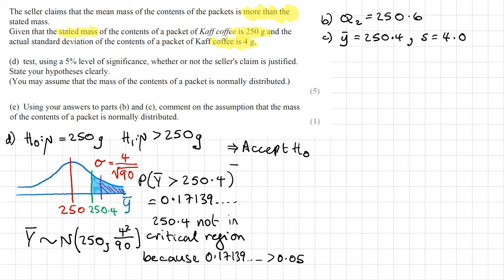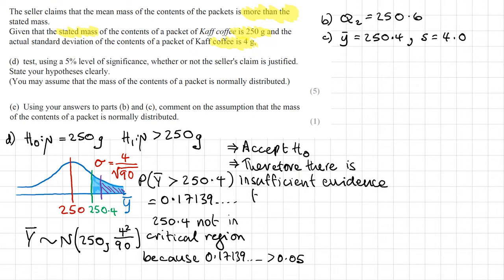and then always finish with your conclusion. Therefore, there is insufficient evidence. So always look at what you are trying to answer, and that is what is the seller's claim. So the seller claims that the mean mass of the contents of the packets is more than stated aim. So we can just say there is insufficient evidence to support, we don't need to write the whole thing out again, to support the seller's claim.